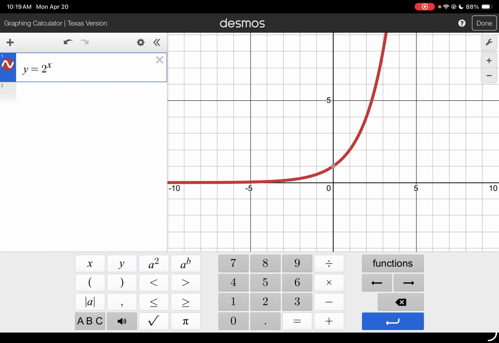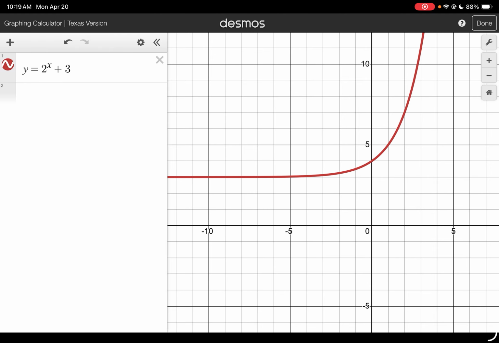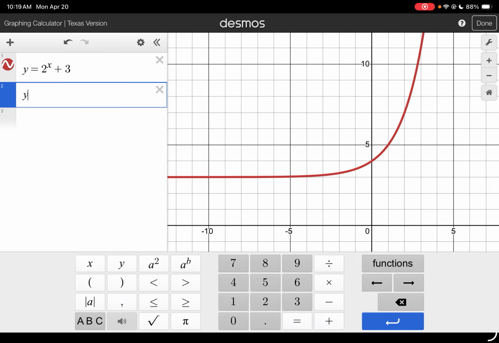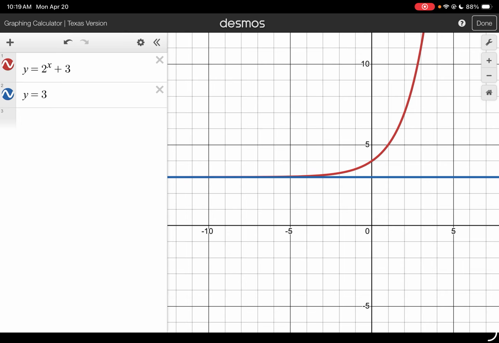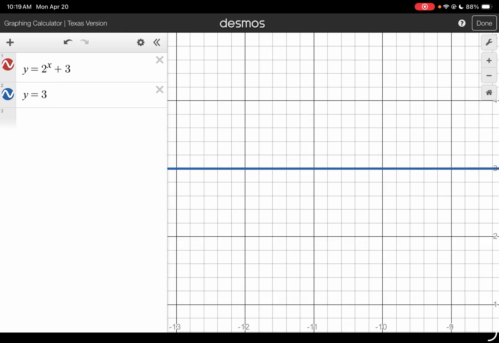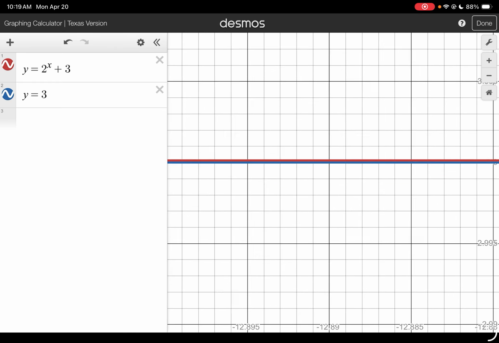But if I shift that asymptote up or down, then that asymptote is going to change. So for example, let's say I add a positive 3 to this equation. Well, you'll notice the graph is still getting flat, but it's getting flat at the positive 3 value. So if I look at the line here at y equals 3, you'll notice the lines look like they're on top of each other, but again, they're not actually crossing.